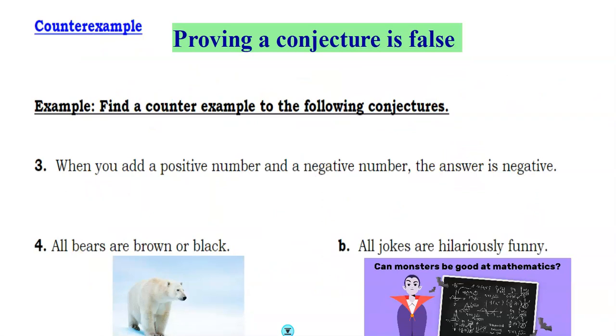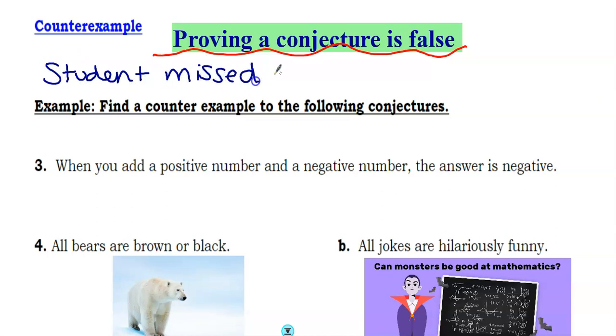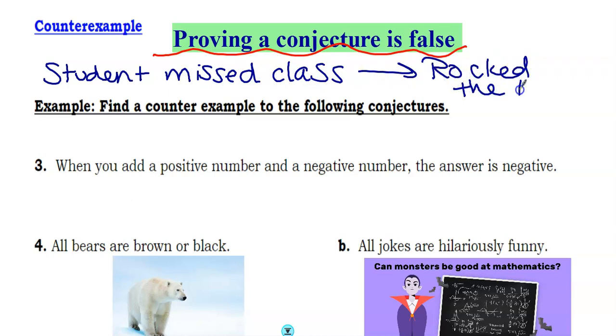All right, what is a counterexample? Proving a conjecture is false. Okay? So, for example, a student missed school, but they rocked the test. Woohoo! So that's proving my conjecture is false.